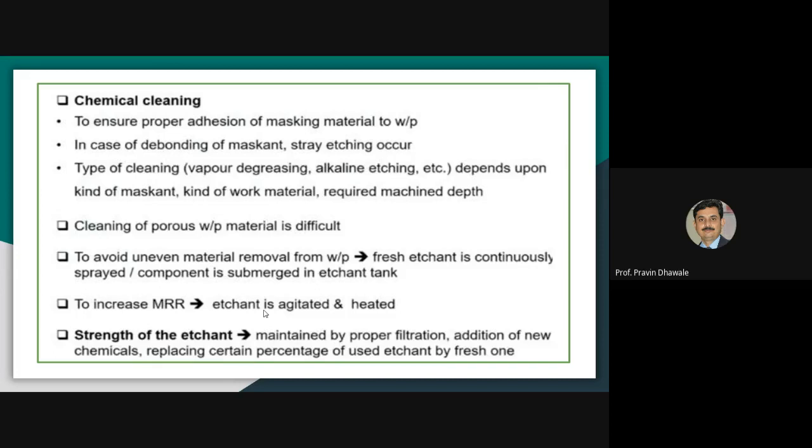Also, in case of debonding of maskant, spray etching will occur if the maskant is repetitively applied. At that time, spray etching will occur. The different types of cleaning depend on the kind of maskant, the kind of material of the workpiece, and how much machining depth will be required. Based on that, we can choose any type of cleaning process, that is vapor degreasing or alkaline etching.